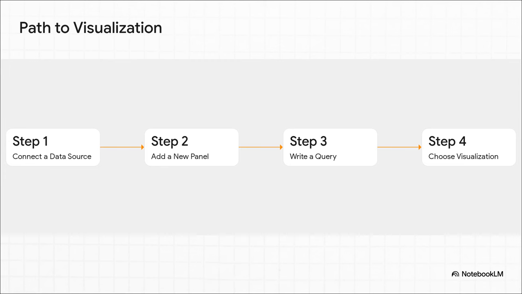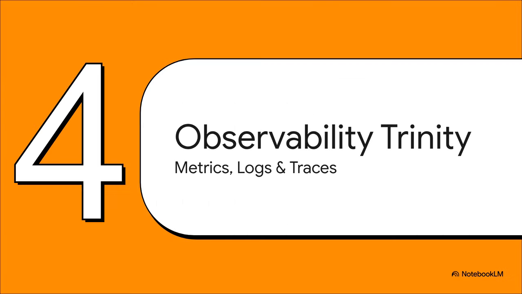Do you want it as a line graph, a bar chart, a simple number? You choose the visualization, and bam, it appears. Now, this whole process is part of a much bigger idea in the industry called observability.